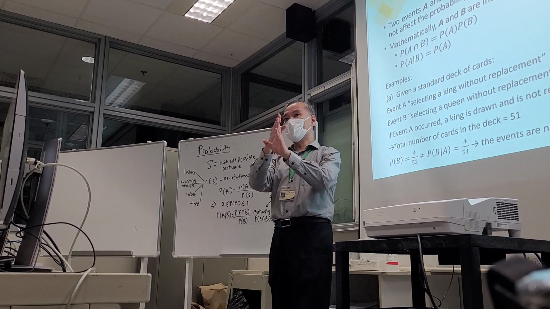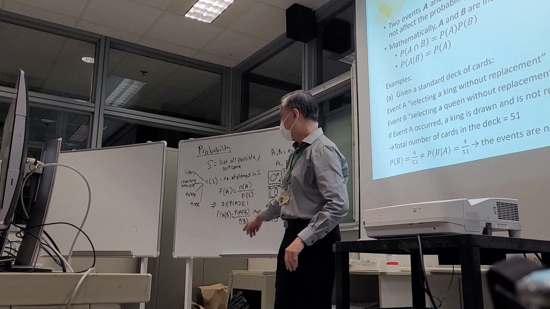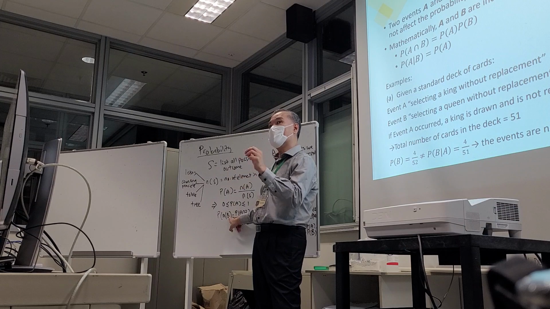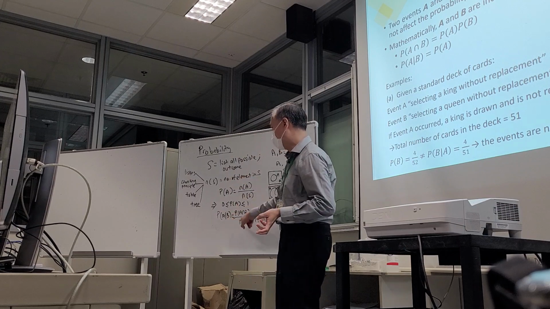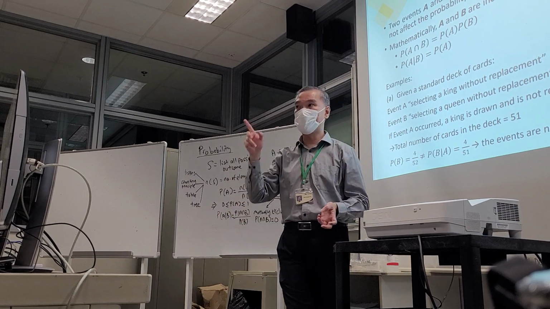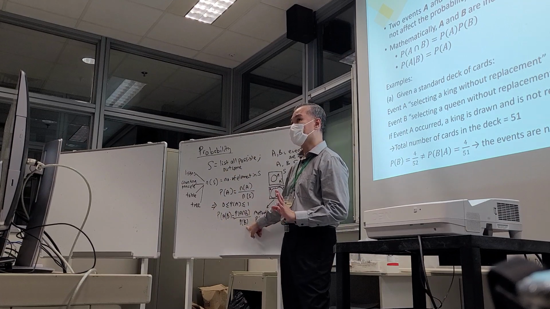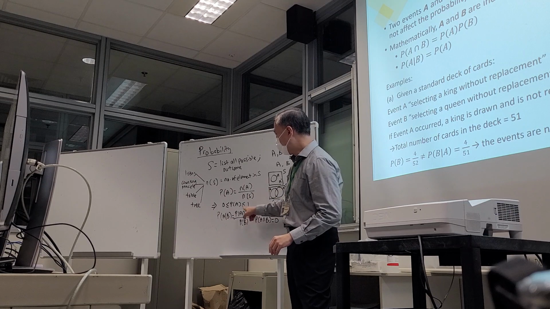So the probability of A given B means that I want to find the probability of A given that B has already occurred. How do you find the probability? You just use this formula. It's the probability of A intersect B divided by the probability of B.